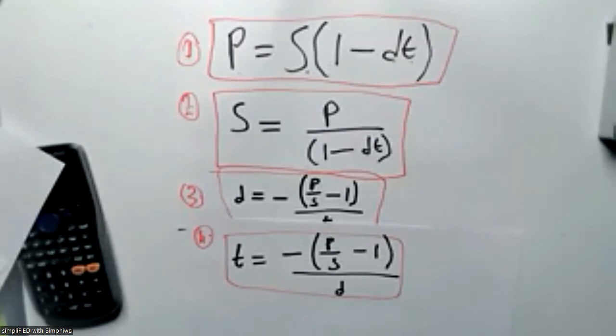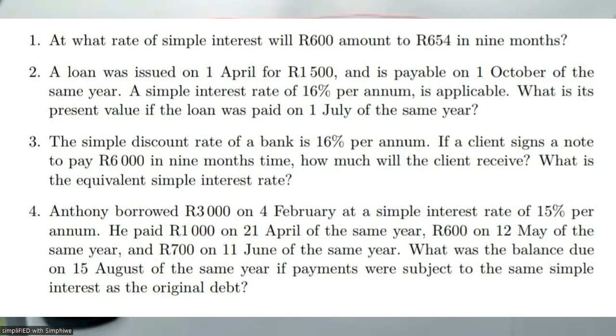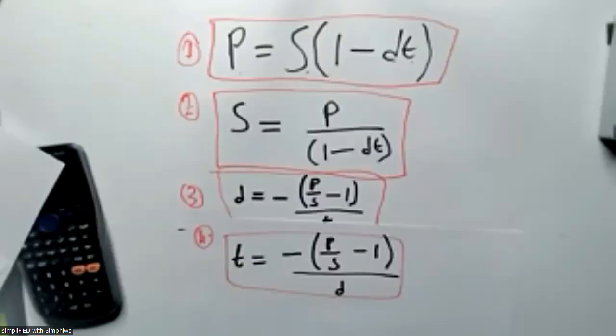So now let's look at the question again and see if we can give it another approach now that we understand something. The question says the simple discount rate of a bank is 16% per annum. If a client signs a note to pay 6,000 Rand in 9 months' time, how much will the client receive? Meaning now. That is what? P. What is the equivalent simple interest rate? Great.